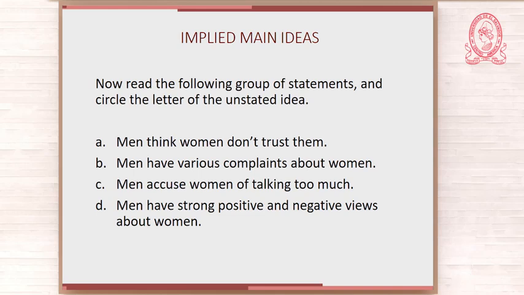Like item A, item C is a specific detail that appears only once. So, it is also too narrow to be the main idea. Finally, item D is incorrect too. The idea that men have strong positive and negative views about women is too broad to be the main idea, because it includes views about women other than just complaints.